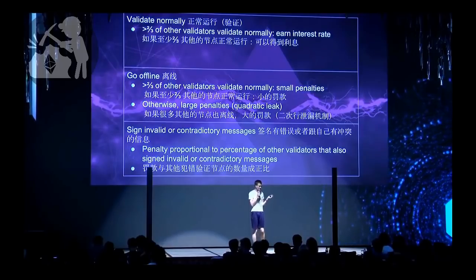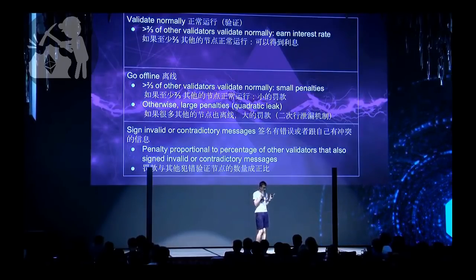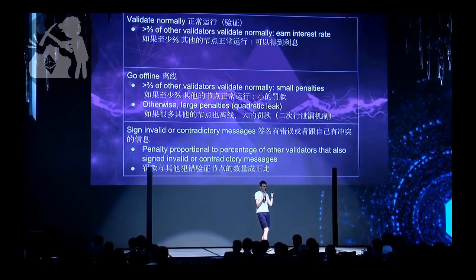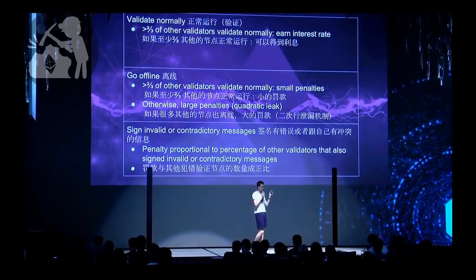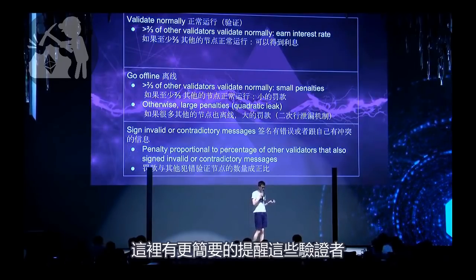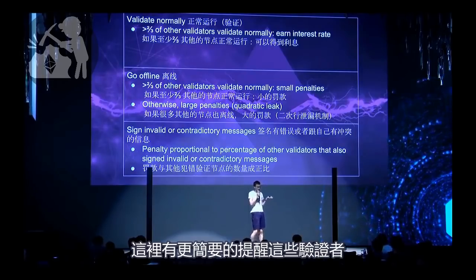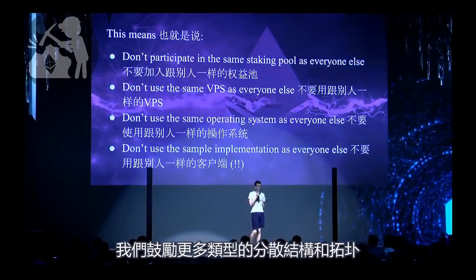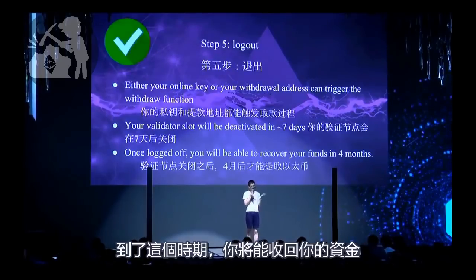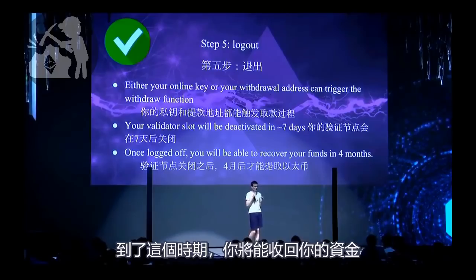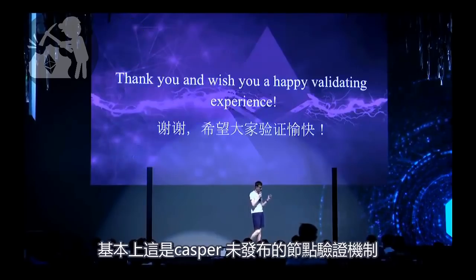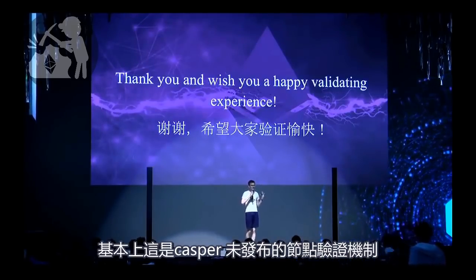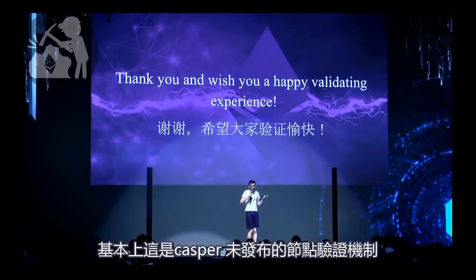So signing anything that's invalid, going offline, any of these things, or in this case signing contradictory messages, are attributable faults, which means that if you commit the fault, there can be a proof that detects that you made the fault. This makes it easier to penalize those validators and encourages more decentralized structures and topologies. If you withdraw during this period, you'll be able to recover your funds minus the penalties as calculated according to the partial slashing formulas. So that is how Casper and sharded node validating works from the point of view of a validator.